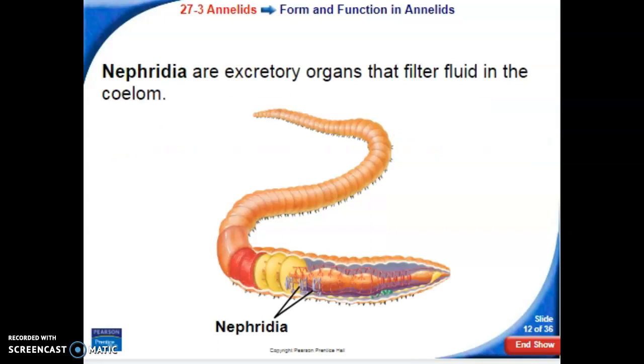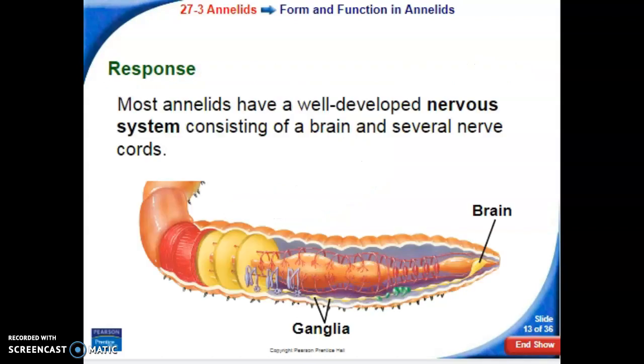They also have nephridia, which are excretory organs that are going to filter the fluid in the coelom. We talked earlier that they have developed organ systems, including the nervous system. So they do have a brain and then the nerve cords, and you can see the ganglia and the support systems there.